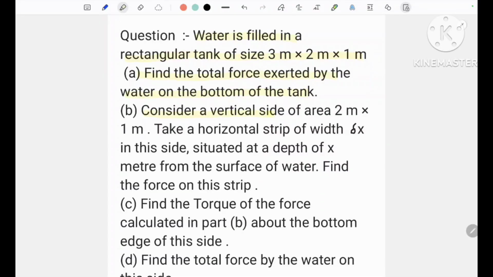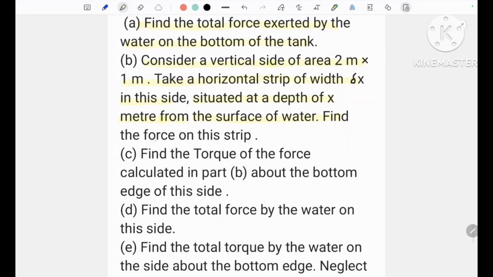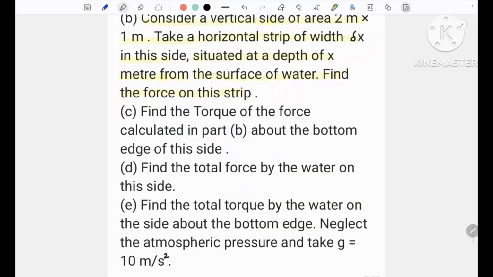Consider the vertical side of 2 meter into 1 meter. Take a horizontal strip of delta x in this side situated at depth x meter from the surface of water. Find the force on this strip.